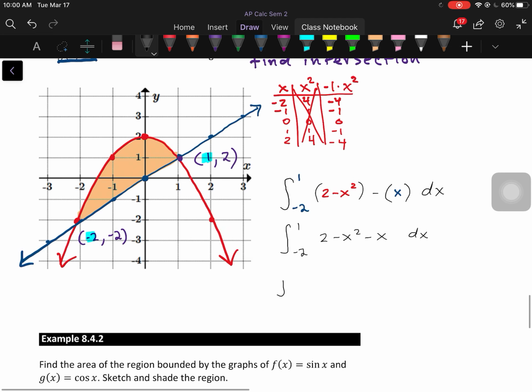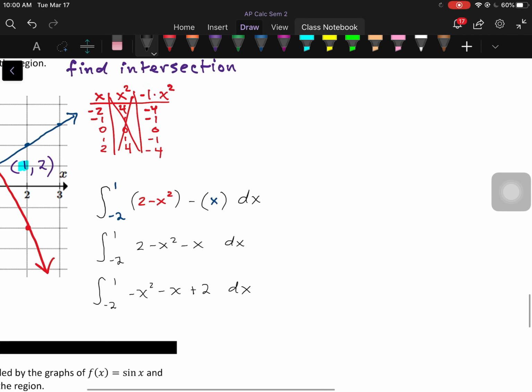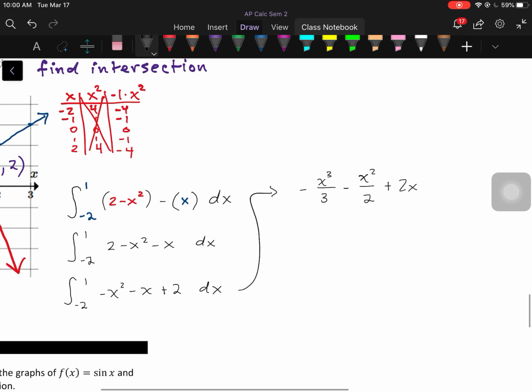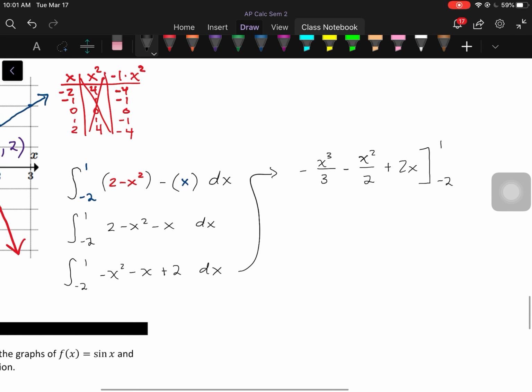And if you'd like, you can just rearrange that. And so -2 to 1, and let's put it in standard form so that -x squared comes first, plus x plus 2 dx. And then just use the fundamental theorem of calculus and the anti-differentiation rules that you know. And so I get -x to the third over 3 plus x squared over 2 plus 2x evaluated from -2 to +1.